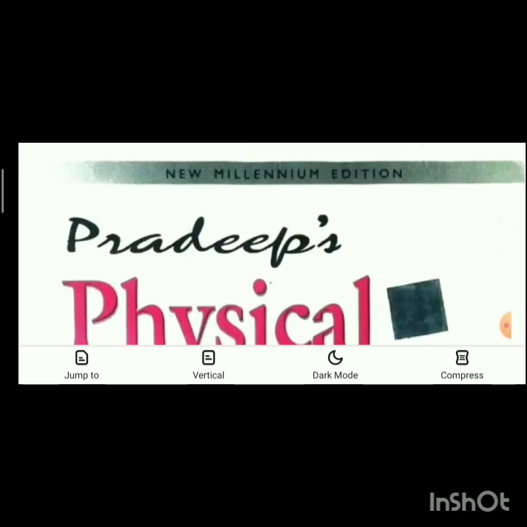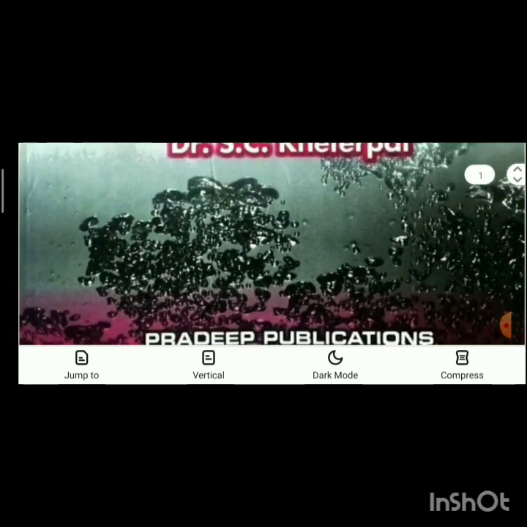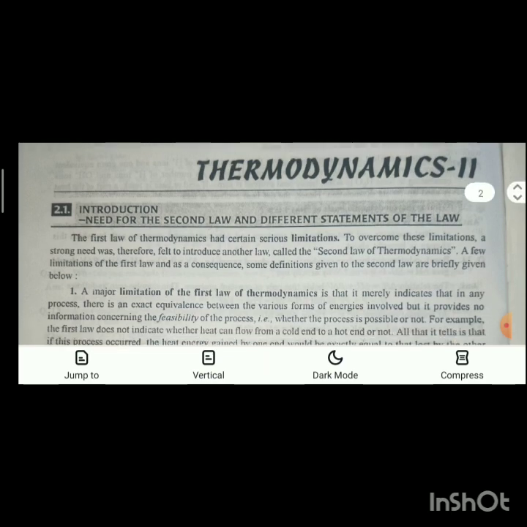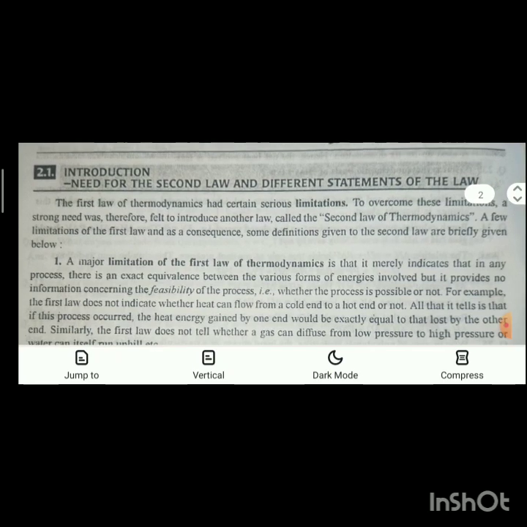Today's topic is from Pradeep's Physical Chemistry book by Dr. S.C. Khetrapal. Our topic is Thermodynamics 2: Introduction, need for the second law and different statements of the law.